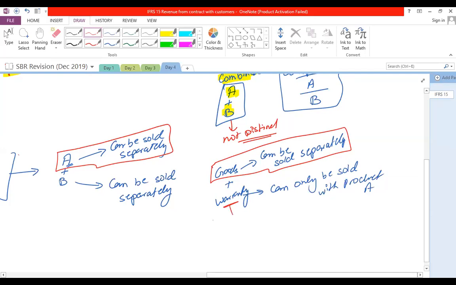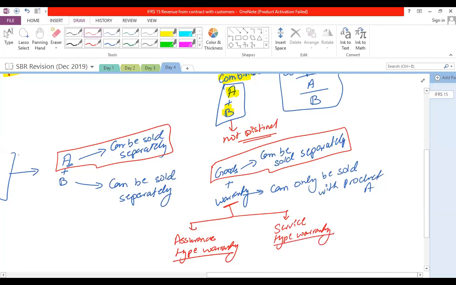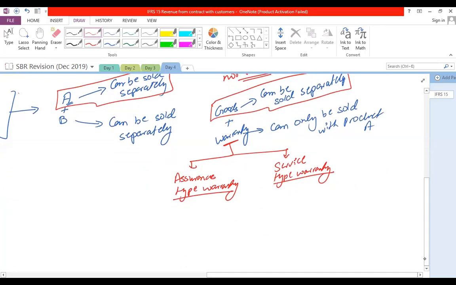Now there's one more thing that we need to understand when we talk about warranty. There are two types of warranty. One is called assurance type warranty, and the other is called service type warranty. There are two different types of warranty in case of IFRS 15. Now the assurance type warranty is out of the scope of IFRS 15, and this is accounted for under IAS 37. And how do we identify whether the warranty is assurance type or service type?